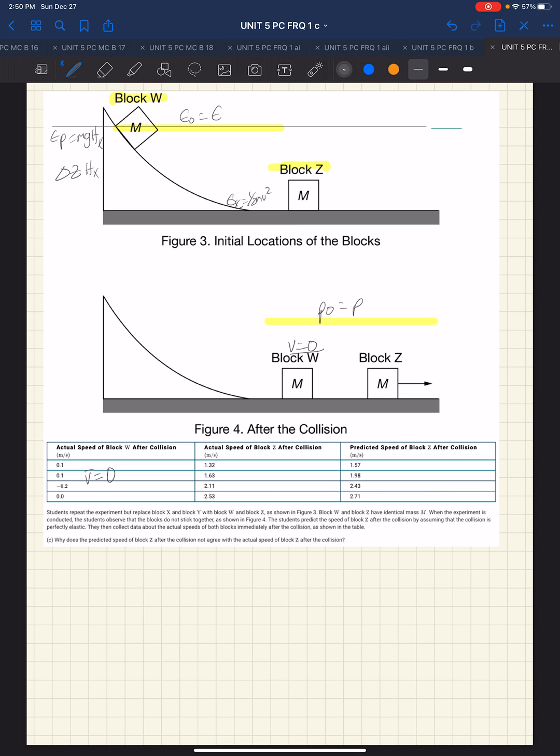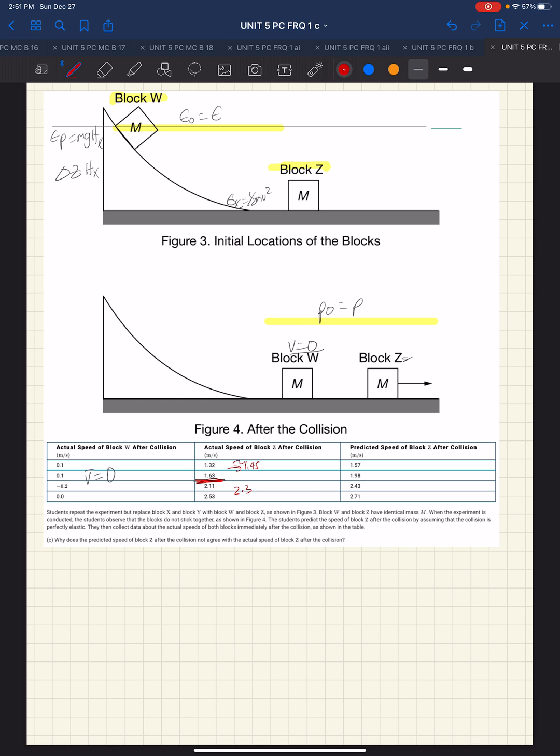And then we can look at the actual speed of Z, the speed of block Z after the collision. We notice there are these values: 1.3, 1.6, and then 2.1 and 2.5. So it seems like there's a natural bifurcation here in the data list. The first two seem to be the same thing and the second two not. To see a little better what's going on, if we average the 1.3 and 1.6, we get about 1.45. And if we average the second two, those would be about 2.3. We can see that's a very big difference.